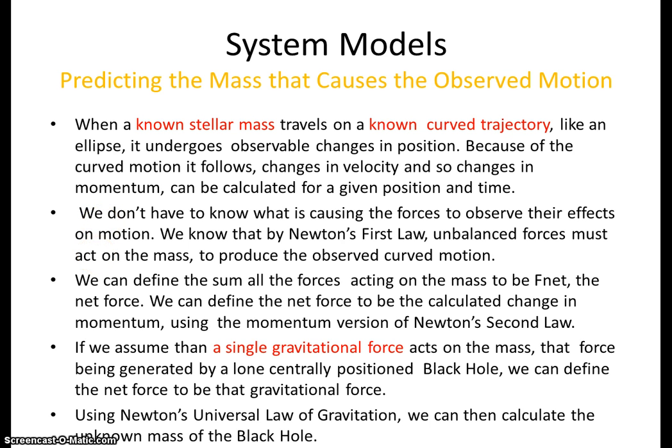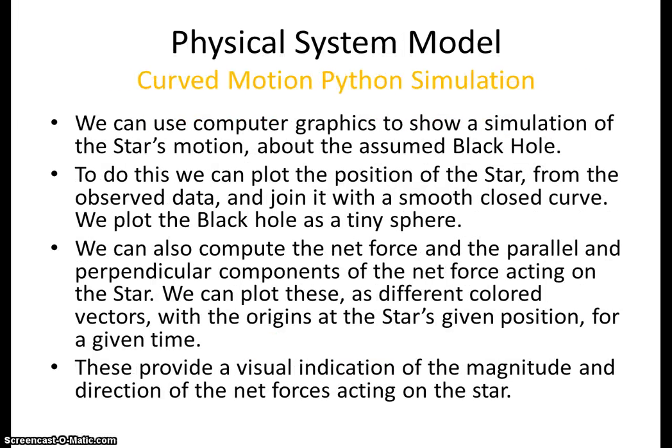We can define the sum of all forces acting on the mass to be F net, the net force. We can define the net force to be the calculated change in momentum using the momentum version of Newton's second law. If we assume that a single gravitational force acts on the mass, that force being essentially generated by a centrally positioned lone black hole, we can define the net force to be the gravitational force. Using Newton's law of gravitation, we can then calculate the unknown mass of the black hole.